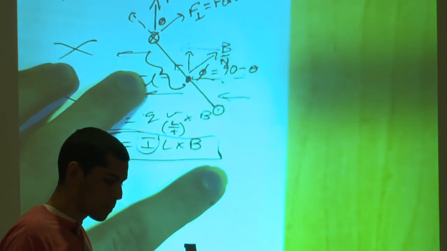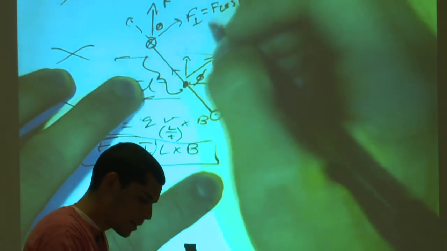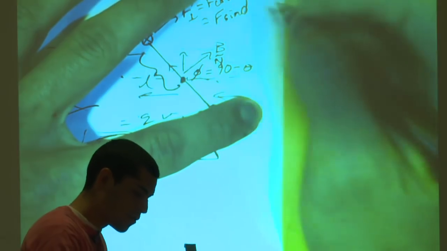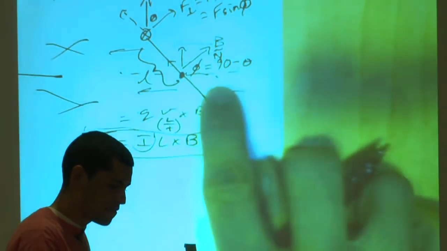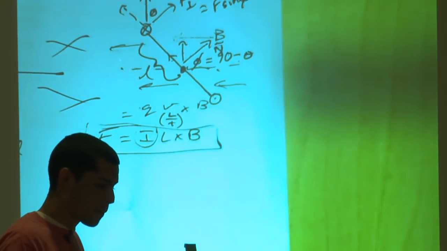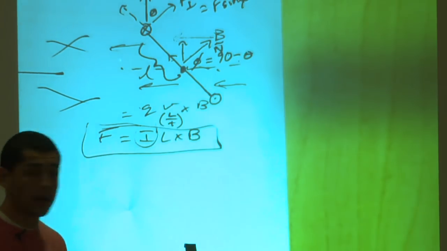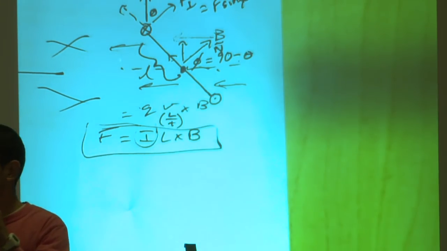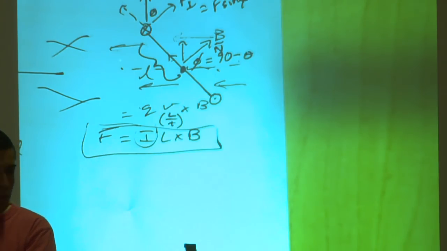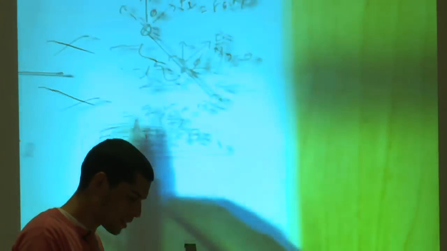Thus our force perpendicular, okay, is going to equal F sine of phi, where phi is the angle between our normal vector to the plane and the magnetic field. Do you guys see this? Everyone following me? Raise your hand if you need me to explain something. No? Cool. So we have this as our torque.